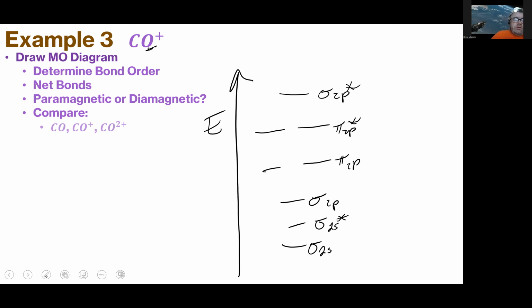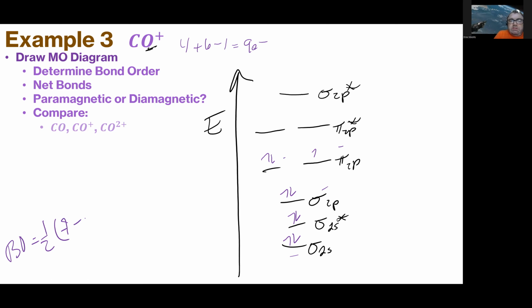All right. So when we're adding our electrons up, carbon's 4, oxygen is 6. A positive charge means we lost 1. So this is 9 electrons. Put them in there: 1, 2, 3, 4, 5, 6, 7, 8, 9. Okay. Let's figure out our bond order. One half of bonding minus anti-bonding: 1, 2, 3, 4, 5, 6, 7, minus 2. That's 5. So this is 2.5.